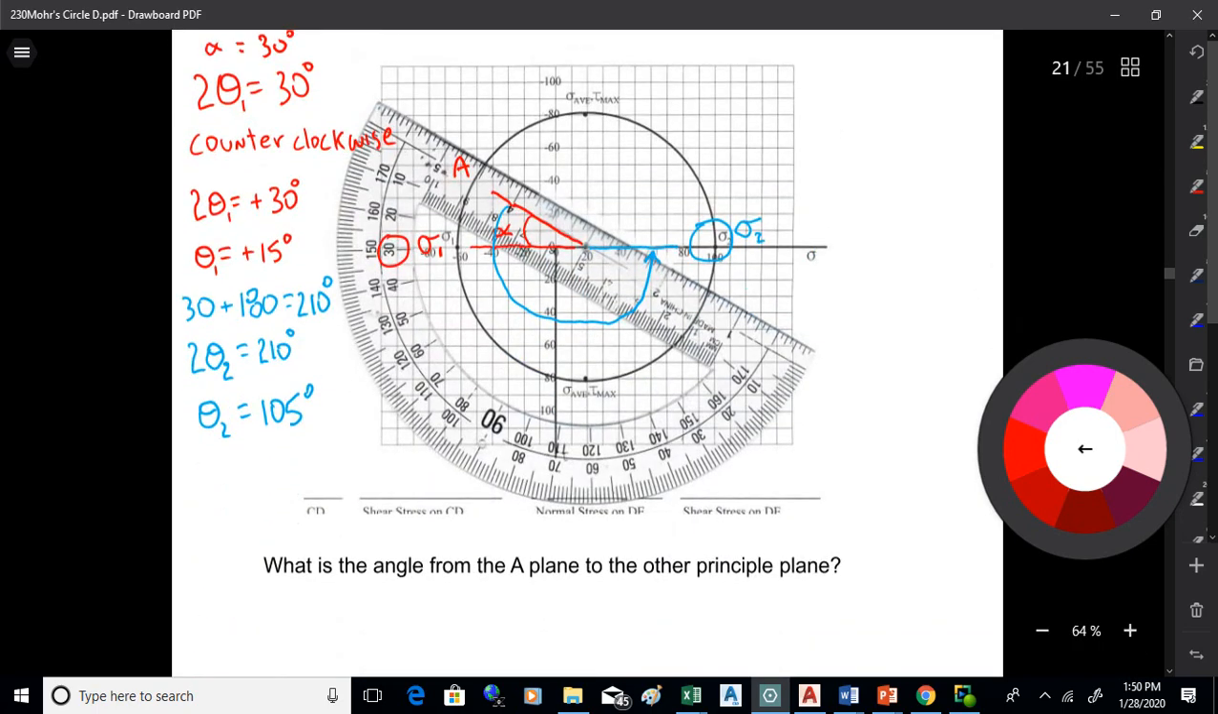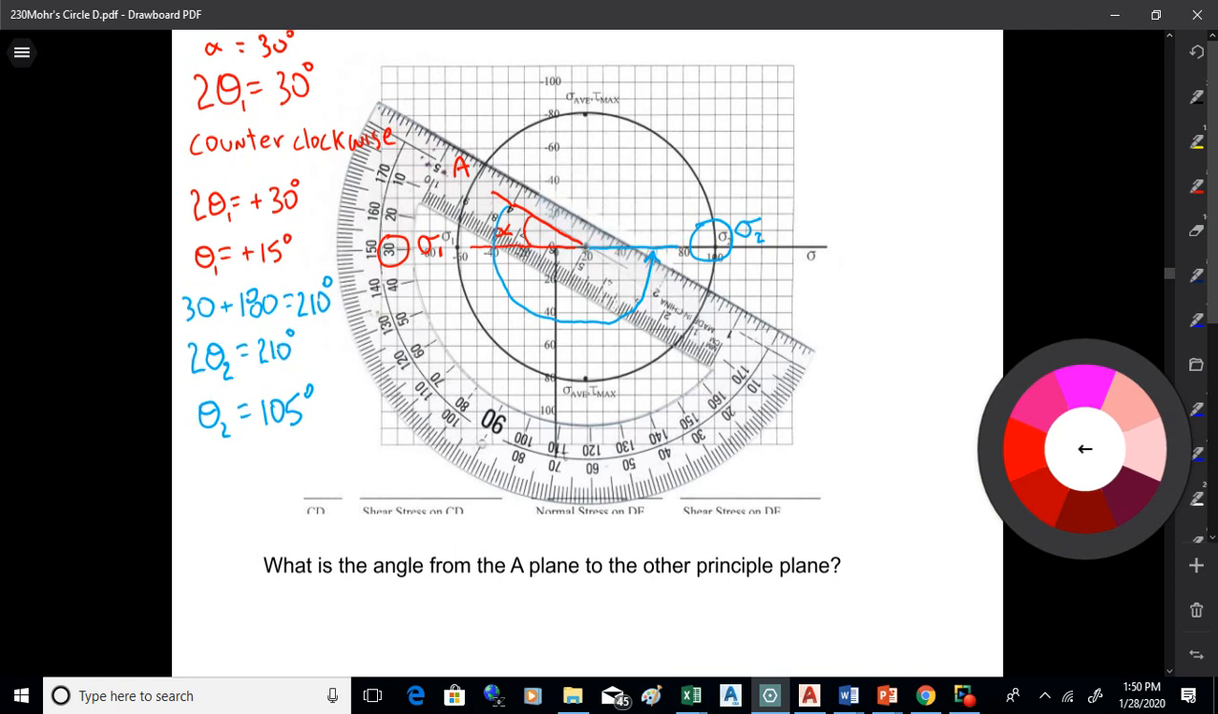Now the other principal plane will be 90 degrees more than that, because on the circle you go 180 degrees around to get to the other principal plane. So that's 90 in reality, so that'll be 105 degrees to the other principal plane. So the maximum normal stresses: we've got the compressive stress at about 15 degrees and the tensile stress at about 105. So you can get this stuff right off the circle.